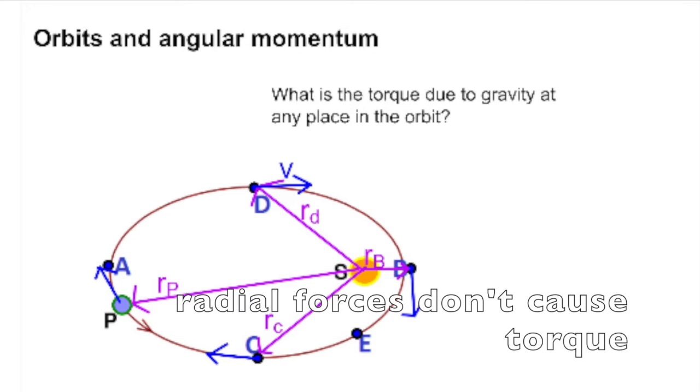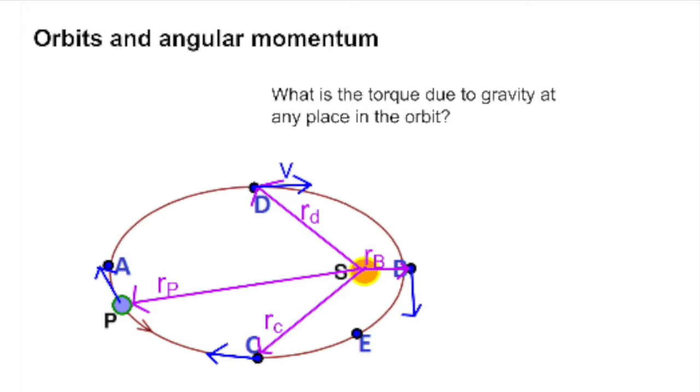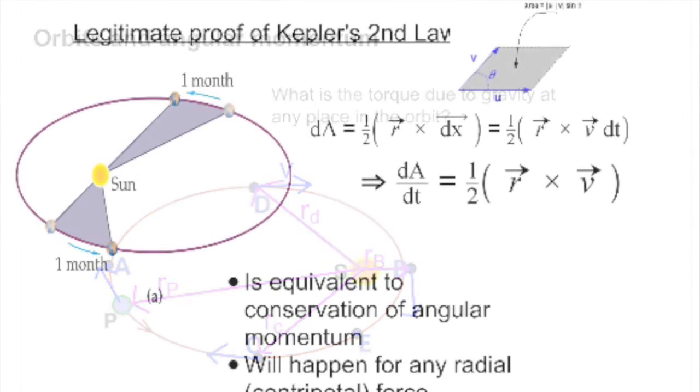And this is true of any radial force. Because the force is always radial, you're never going to cause any torque. This means that angular momentum is conserved. So we can use angular momentum conservation to come up with a legitimate proof of Kepler's second law.